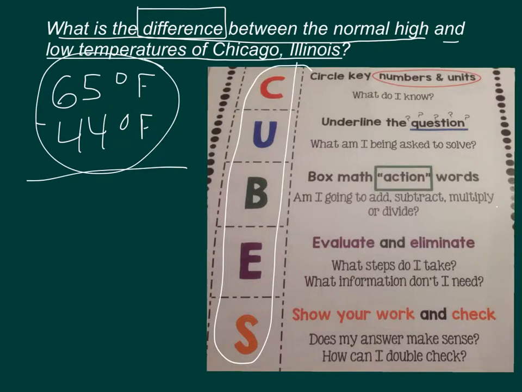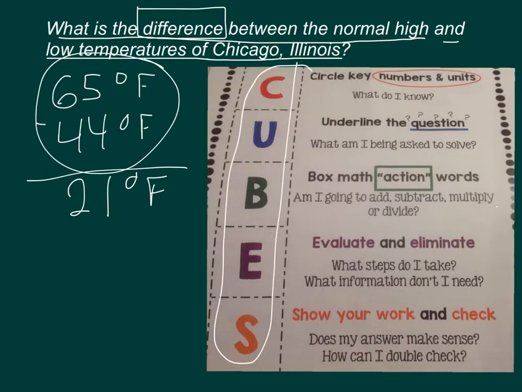And now the next step, S in the CUBES, says show your work and check. Does my answer make sense? How can I double check? Well, if we subtract, and we could use the trade first method here, boys and girls, but we don't even have to trade, so we can just subtract straight down. 5 minus 4 equals 1. 6 minus 4 equals 2. Our answer should be 21 degrees Fahrenheit. That is the difference between the high and low temperature.